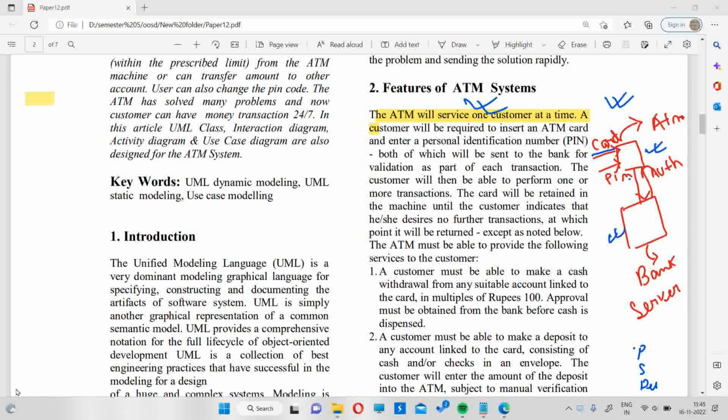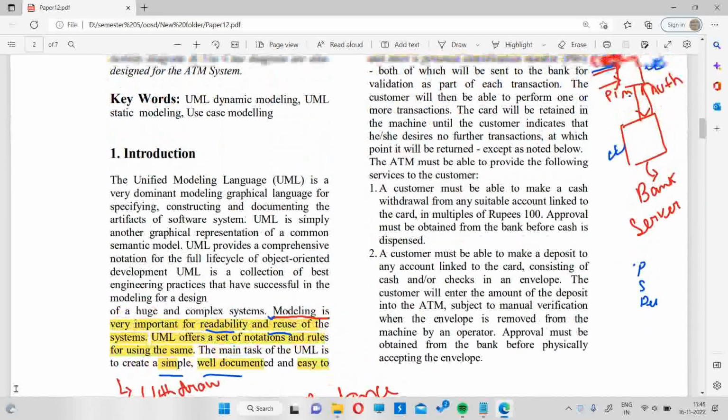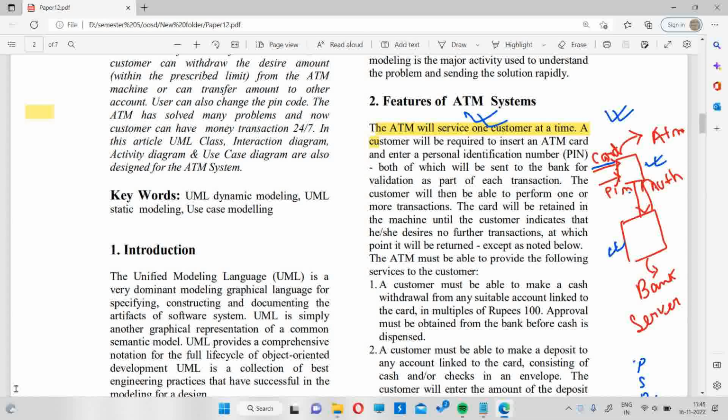Now we will be seeing the features of ATM systems. Why are we seeing the features of the ATM system? It is because before seeing the UML diagram, we must understand why we are drawing the UML diagram.